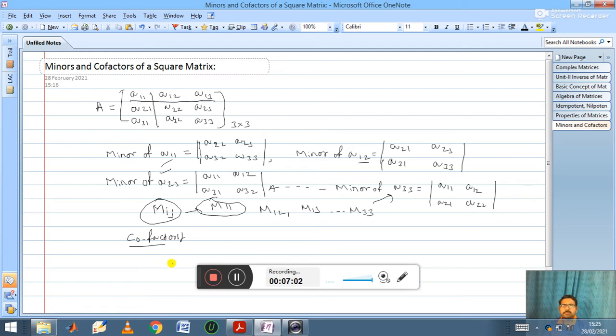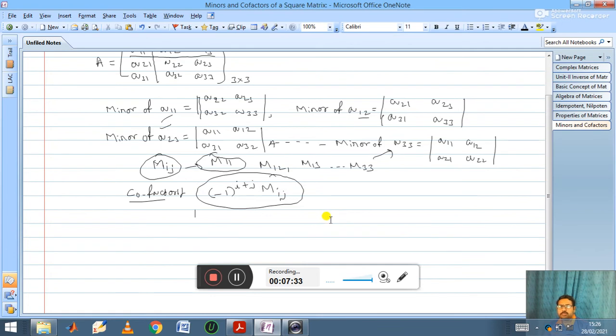Signed minor means that whatever minor you have written, A11 minor, A12 minor, does not carry any sign, whether positive or negative. When you add signs, we usually use the general formula minus 1 power i plus j into capital M ij. This is the mathematical notation for cofactor. So cofactor means, suppose you are going to write the minor of the first element.